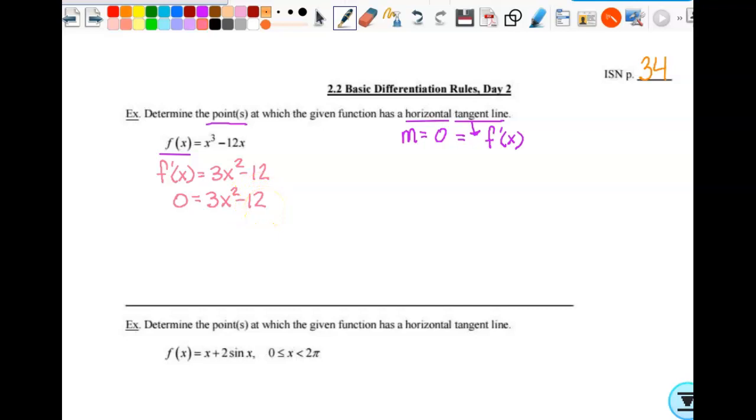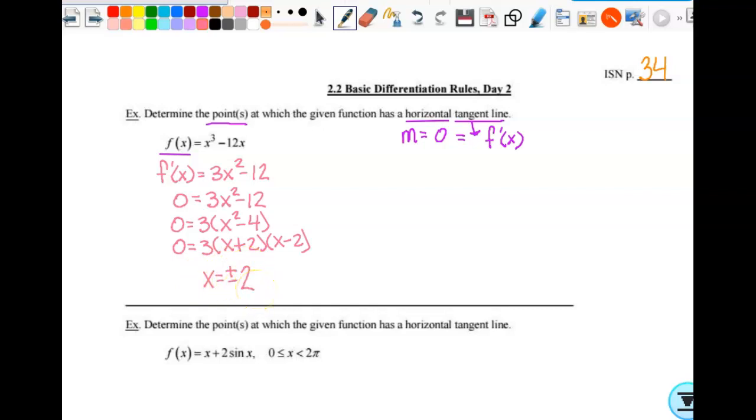Okay, so then I can factor that. Let me get 3 times x squared minus 4. Can I factor this? What is that called? Difference of squares. x plus 2, x minus 2. So solving that, I get that x equals plus or minus 2.